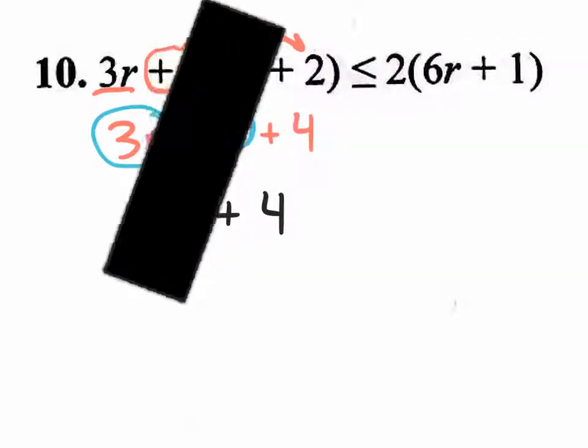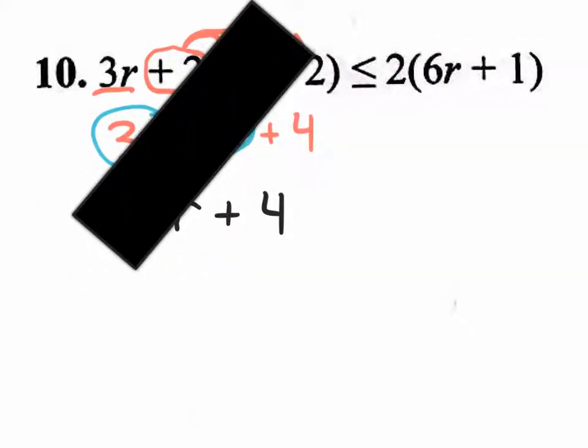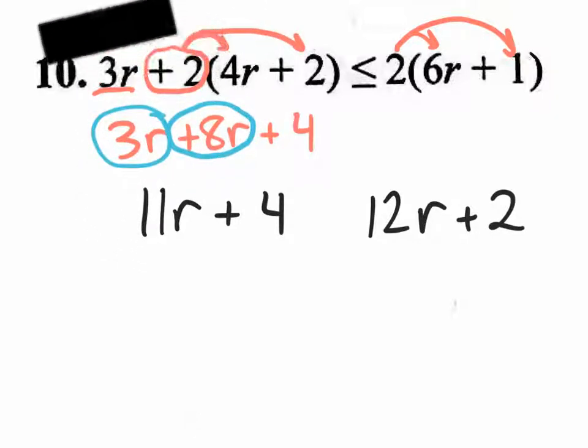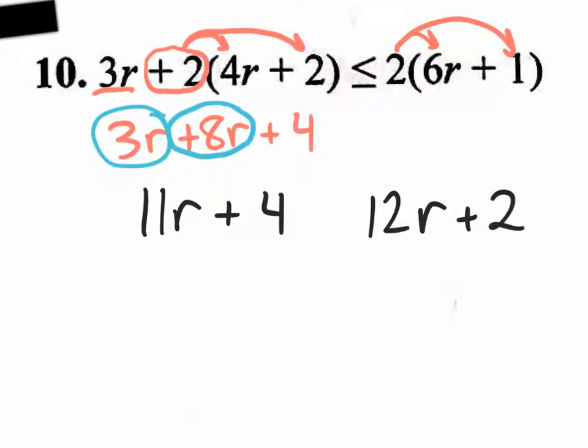So now let's look at the right side. And over there, all we have to do is distribute. 2 times 6r, that becomes 12r. And then 2 times 1, that becomes +2. So now that the left side is simplified and the right side is simplified, we could bring down our inequality, this inequality right here. Let's just bring it straight down.